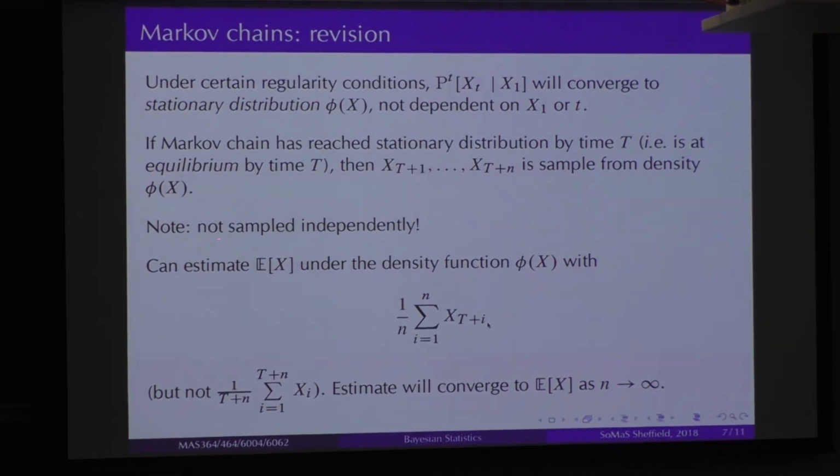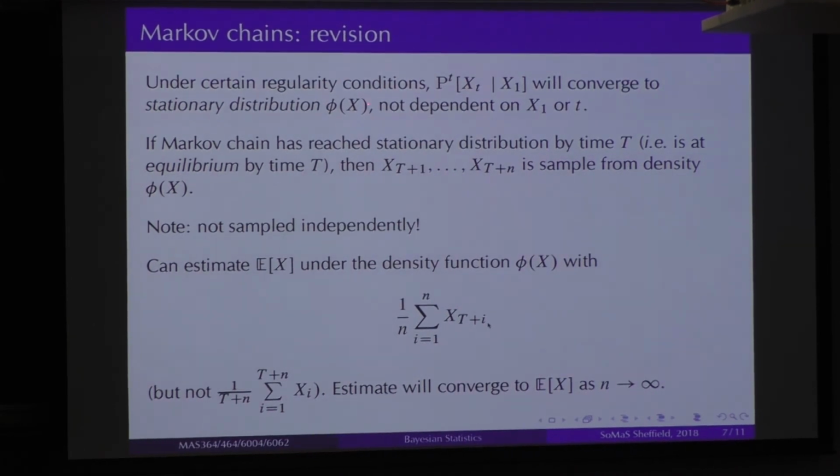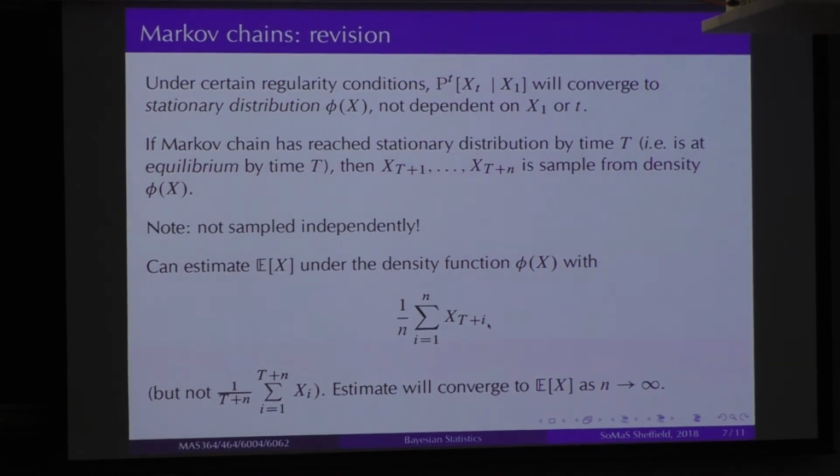And one thing that we mentioned also on Tuesday is that these samples will not be independent, right? It's a Markov chain, so they will be correlated in time. But in any case, we have a sample from this distribution, so we can use this sample to, again, estimate any characteristic of the stationary distribution. So the idea behind Markov chain Monte Carlo is to construct this transition kernel, this transition probability, in such a way that the stationary distribution is the posterior. Okay? That is the idea.